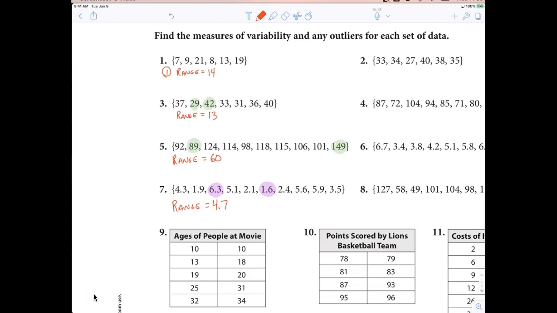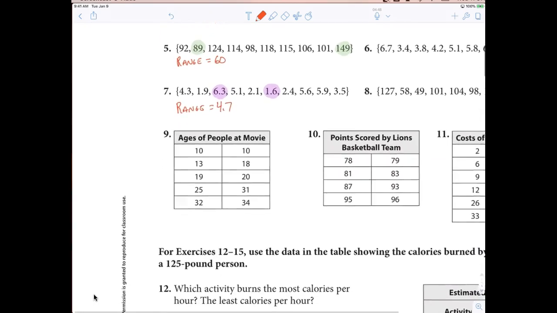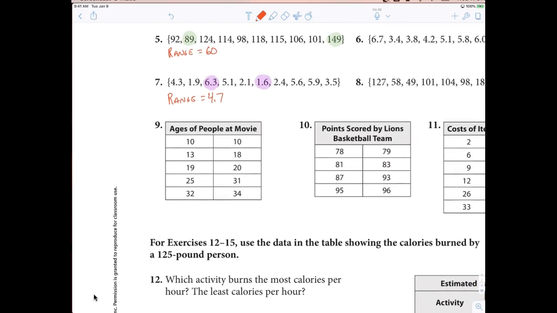All right. Now, let's look at the table here on question number 9, because I don't want to make a mistake on that either. The ages of people at the movie, they just went and asked a bunch of people, right? So all I have to do is tell me what's the smallest. It's 10. And what? 34. 34. So everybody's going to tell me that the range is what? The range is 24. Okay? Everybody good on this? All right.